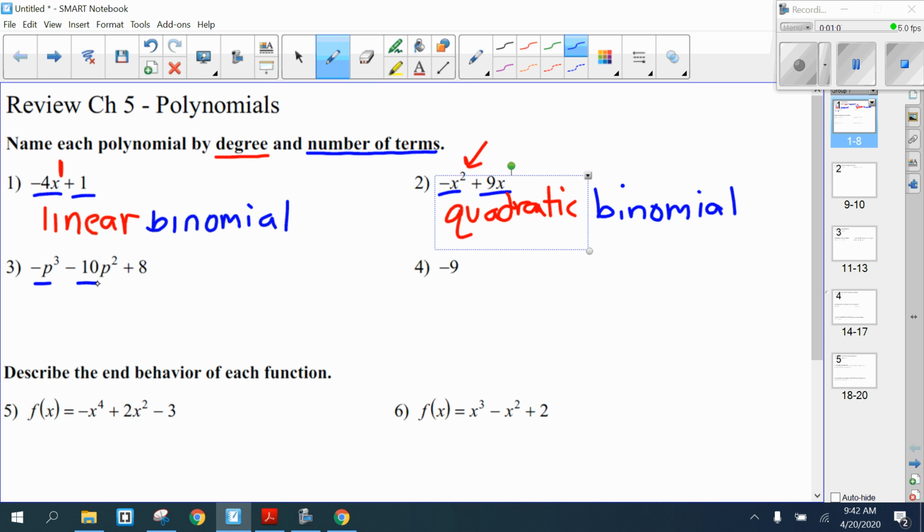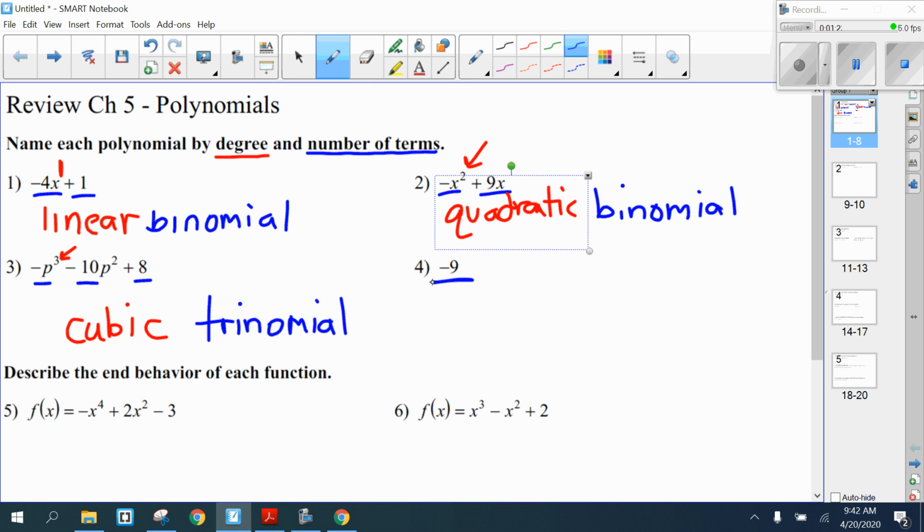Problem number 3 has 1, 2, 3 terms, making it a trinomial. And the degree is 3. Degree 3 is cubic. It's a cubic trinomial.